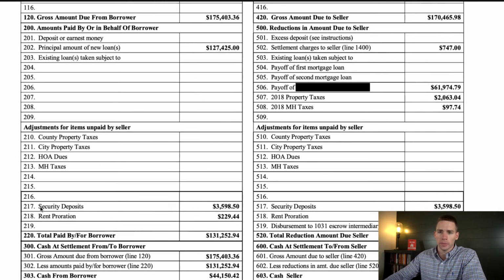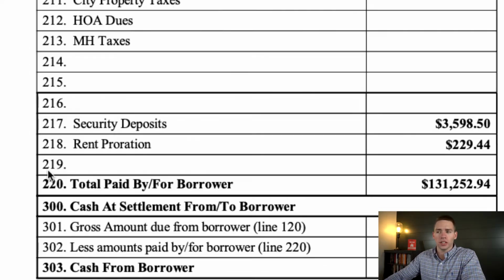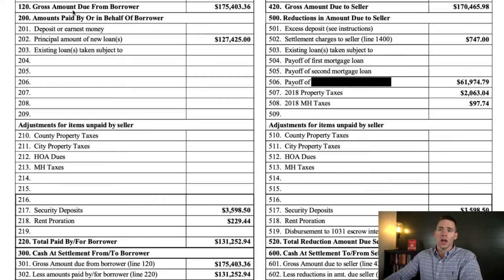Let's see what else is coming here. So there were some security deposits on the property that got transferred over to me, and there was a rent proration, right? People paying rents throughout that month, and so the seller owed me some money for rents that are going to occur in the second half of that month, whereas people have already paid that. So $229 coming there, a full credit for the security deposits coming there, and so the total amount paid for by other people on my behalf of buying this property, $131,252, right?